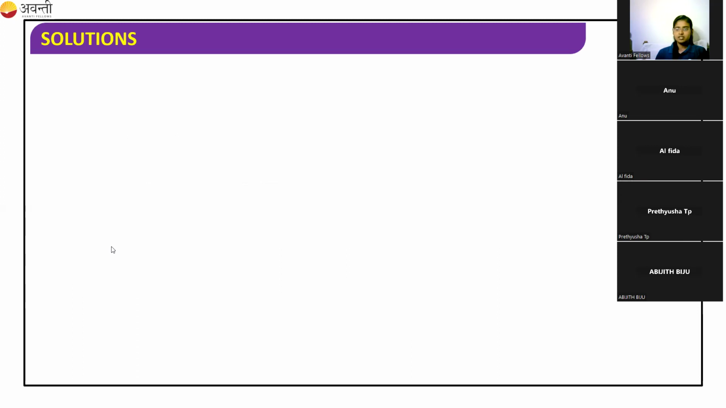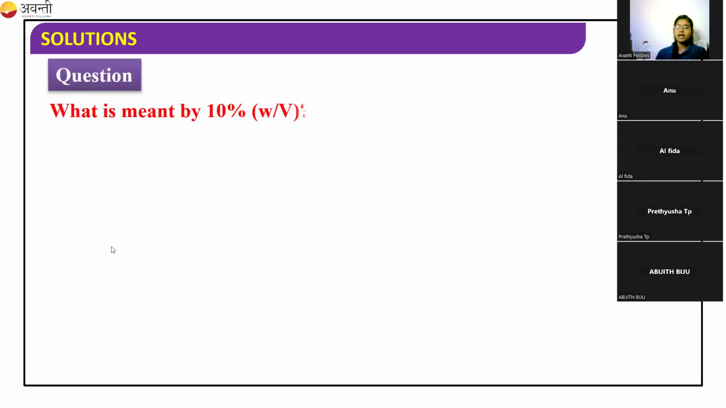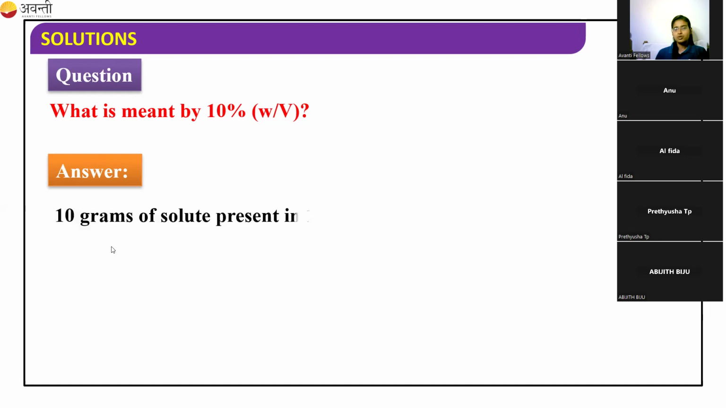Now the question is, what is meant by 10% W/V? What is meant by 10% mass by volume percentage? What is the meaning? Very easy, no? Tell me quickly. It is 10 gram of solute present in 100 ml of the solution.